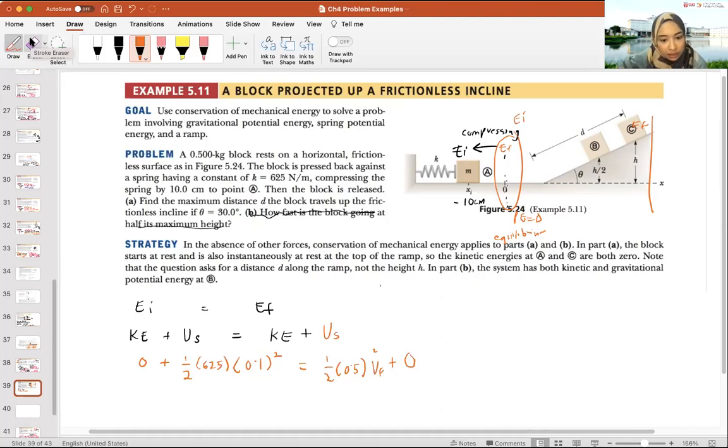I should have cancelled that out, but tak apa. Divided by 0.5 squared. Silap, 0.5 je. Alah, kena kira balik. So 625, let me cancel this out first. Ada orang dapat jawapan ke? 625 times 0.1 squared divided by 0.5. This squared belongs to here, not the 0.5. And then square root.